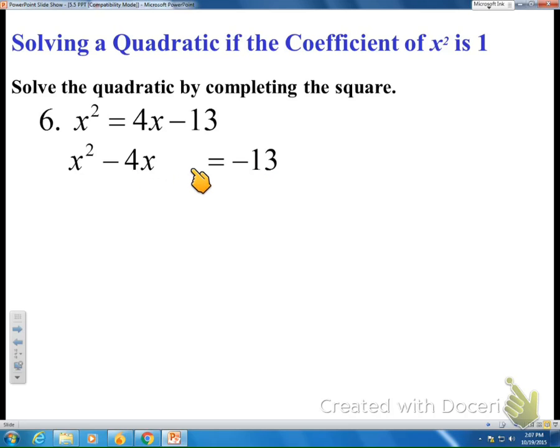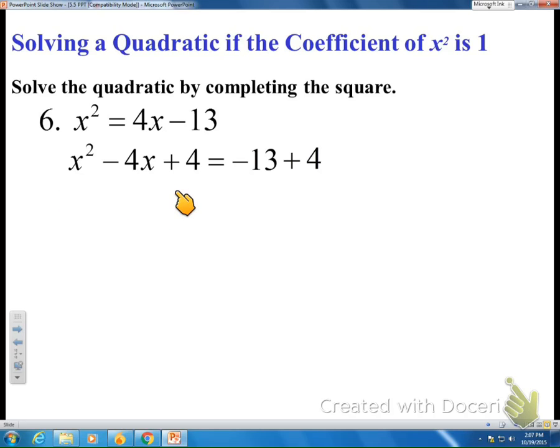We're going to complete this square by realizing what the middle term divided by 2, squared, is. So negative 4 divided by 2 is negative 2. And when you square that, it's a positive 4. So I'm going to add 4 on both sides.